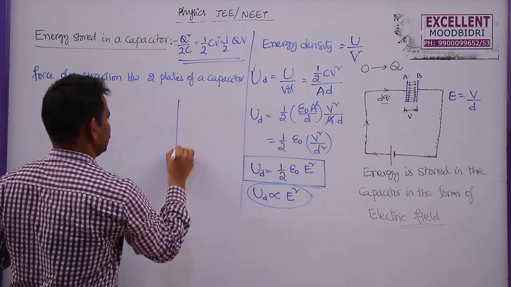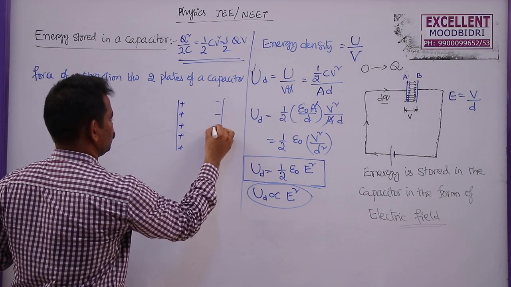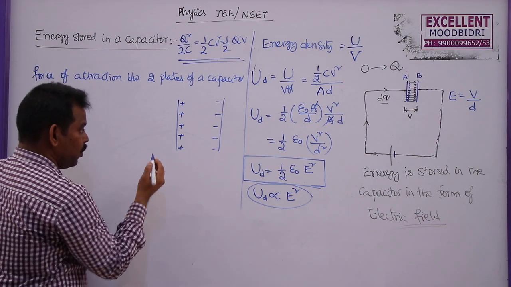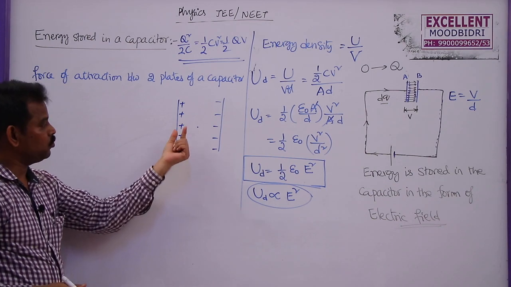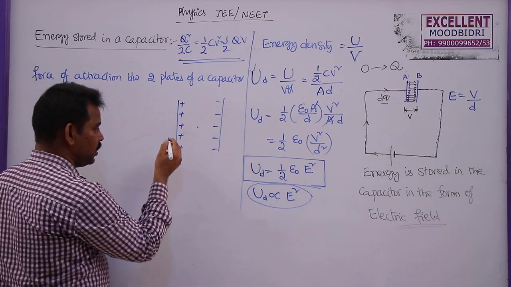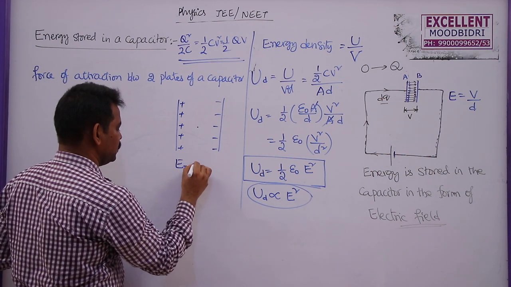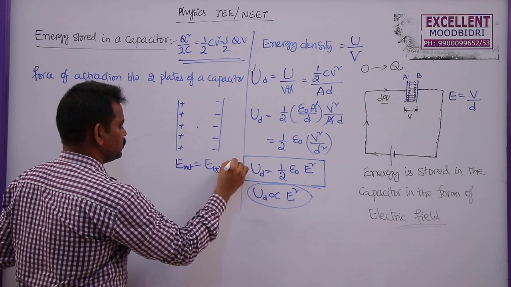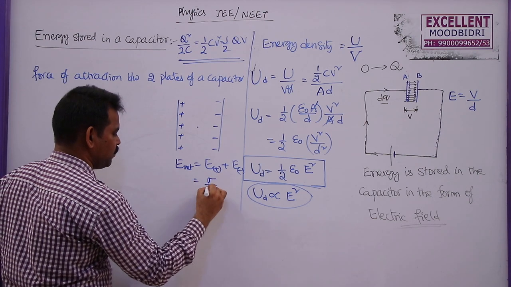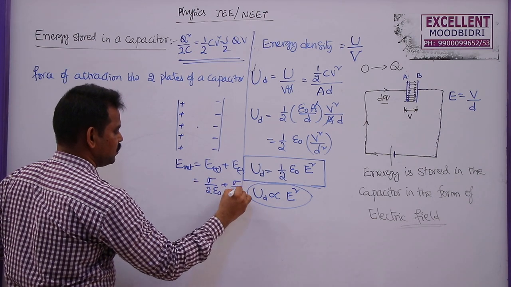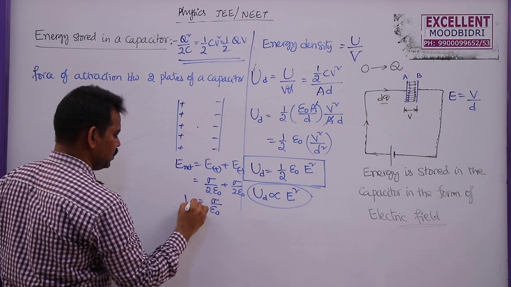Here I am going to mark the positive plate with charges 1, 2, 3, 4, 5, and the negative plate with charges 1, 2, 3, 4, 5. What is the electric field at any point here? The electric field between the two plates is the field due to the positive plate as well as the negative plate. Already while deriving the equation for the parallel plate capacitor, we used this. The net electric field is the electric field due to the positive plate plus the electric field due to the negative plate. So, this can be written as sigma by 2 epsilon naught plus sigma by 2 epsilon naught. So, 2 sigma by 2 epsilon naught, or sigma by epsilon naught. This is the net electric field.